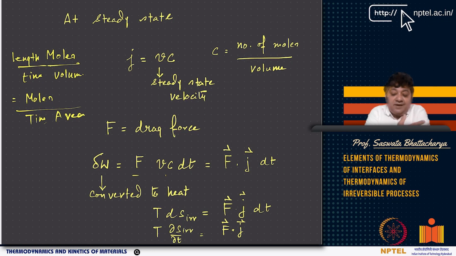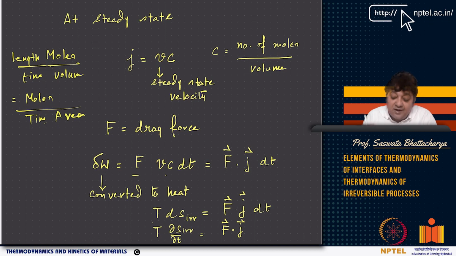Because why? To work on this drag force, as the flux is happening, there is a work done in response to the drag force, and this work done is completely converted to heat. This conversion to heat is an irreversible conversion. There is an entropy production, and this is what I am talking about, TdS IRR. So delta W is nothing but delta Q is nothing but TdS IRR. The IRR is basically for irreversible.